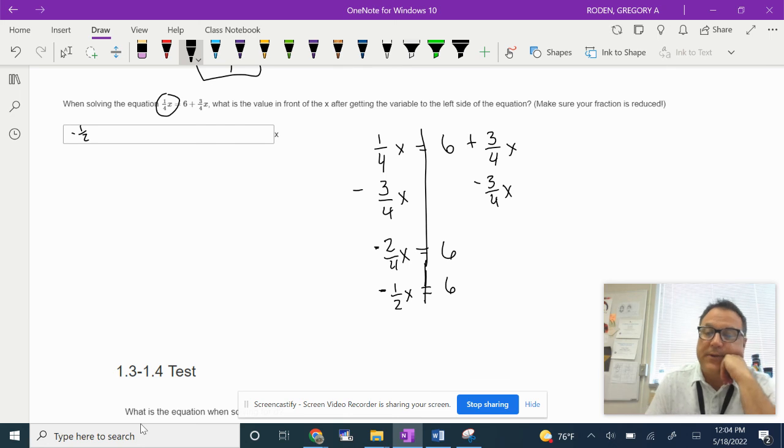Now, if we want to finish this problem off, we multiply by the reciprocal. What is the reciprocal of negative 1/2? It's negative 2 over 1. And then you multiply both sides by negative 2 over 1, right? So these all cancel out. Now x equals 6 times negative 2 over 1, which happens to be negative 12. So the answer would be negative 12.